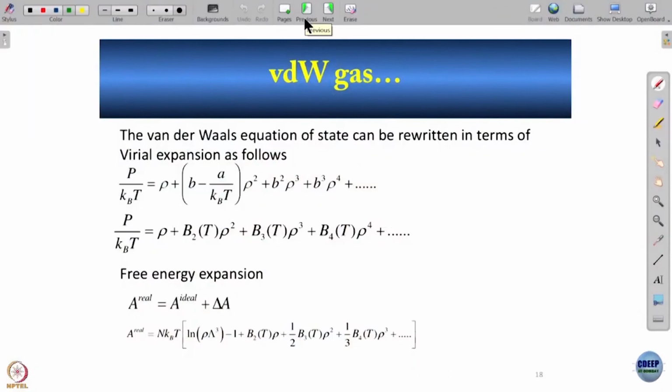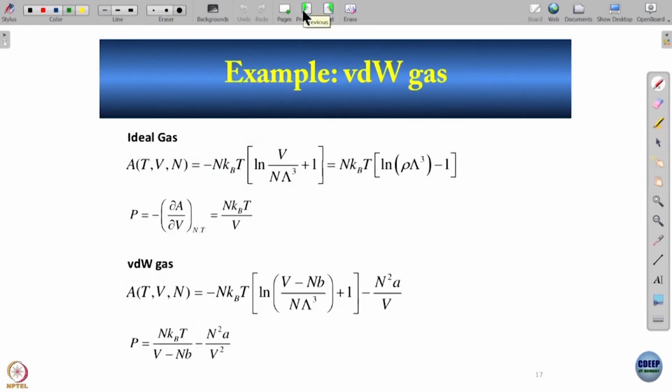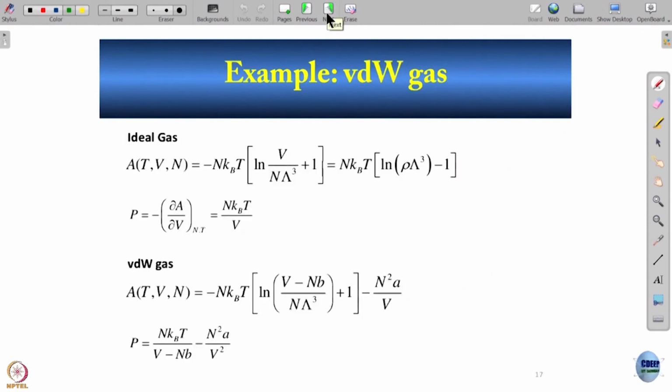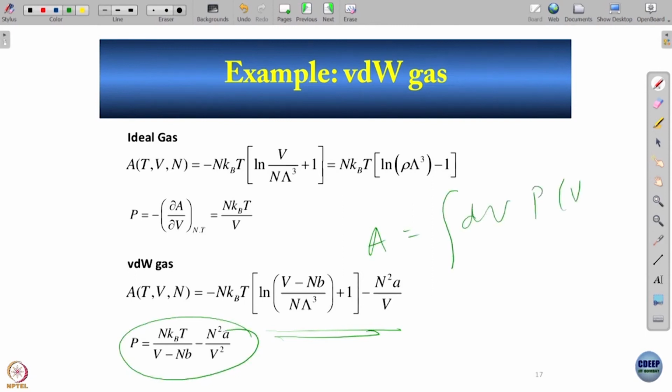First order phase transition is done like van der Waals. Now we cannot ignore the cubic term, because that gives rise to metastability. And one can again go back and do one thing, the van der Waals gas. So this is the van der Waals equation. Starting from this equation, I can integrate, because free energy is the integral of p dV, and put this in, then I can get the free energy, and that is this quantity.